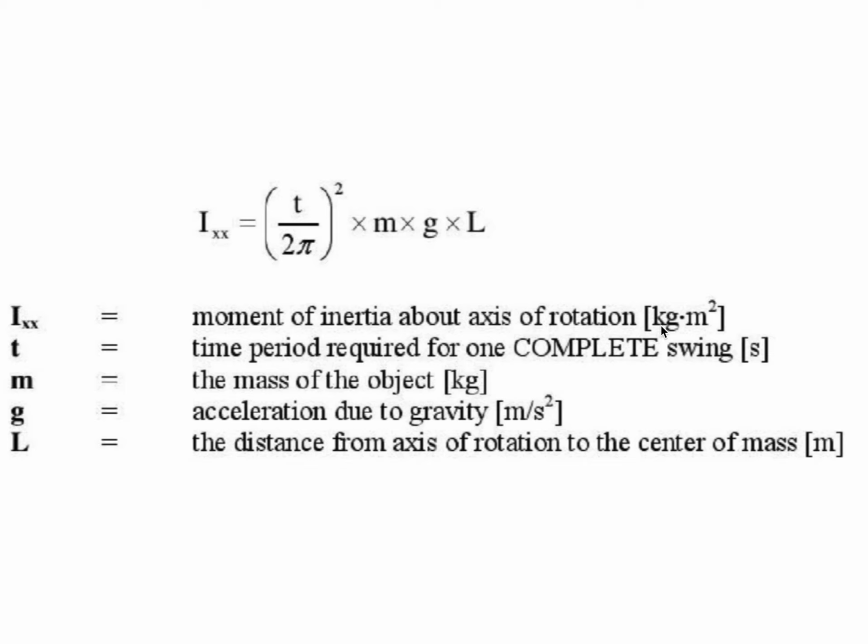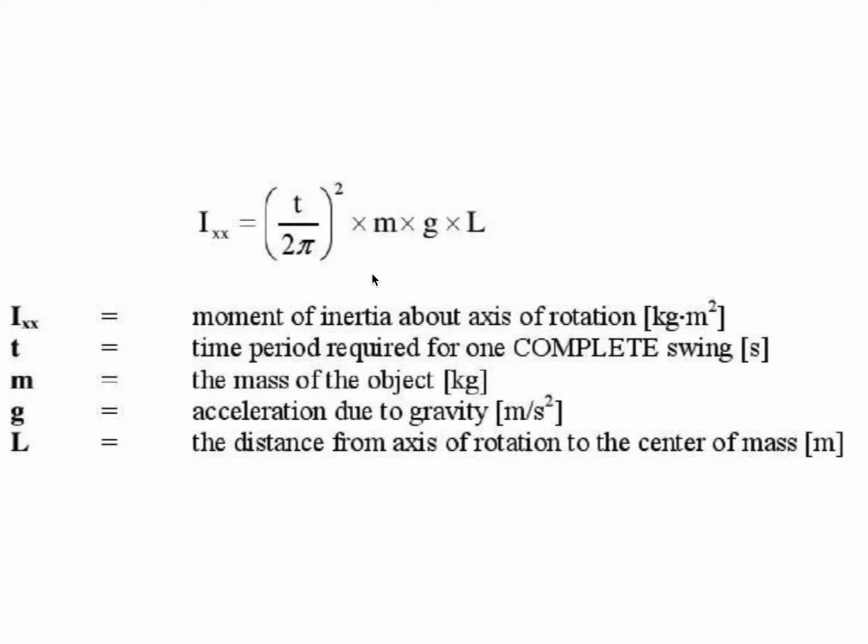And the unit will be kilogram times meter squared, because we know the moment of inertia will be mr squared, right? So mass times distance squared. And how about m? We'll just ignore this complicated part first. So m will be the mass of the object. So that's still pretty simple. g will be acceleration due to gravity, which is usually 9.8. And L will be the distance from the axis of rotation to the center of mass.